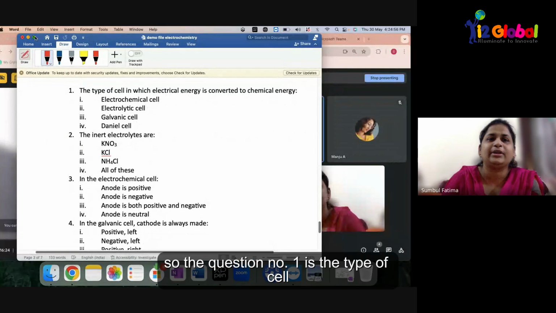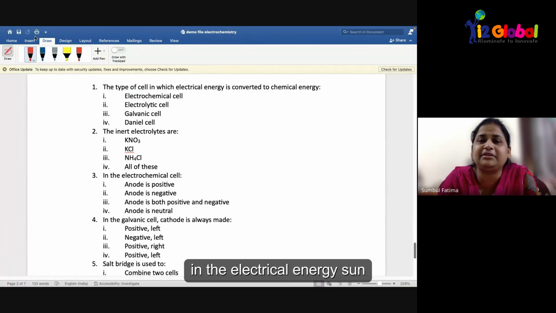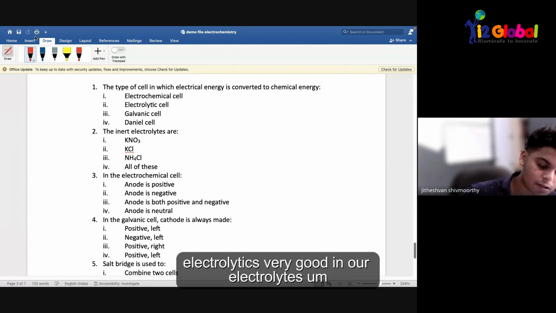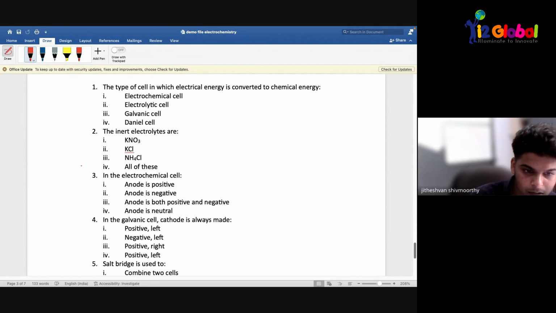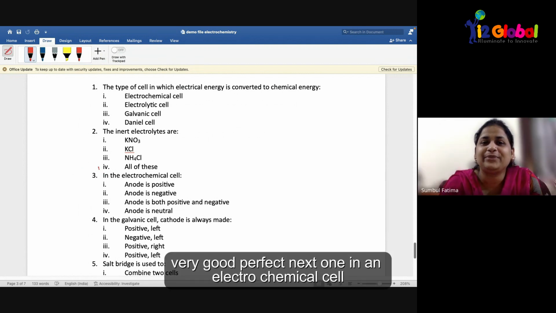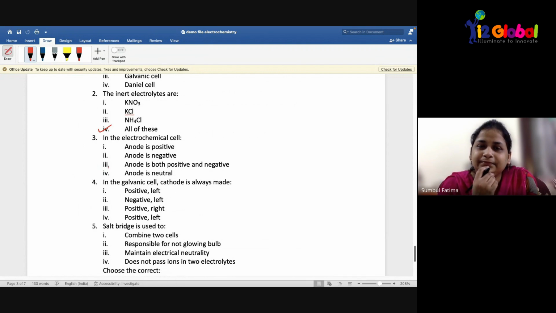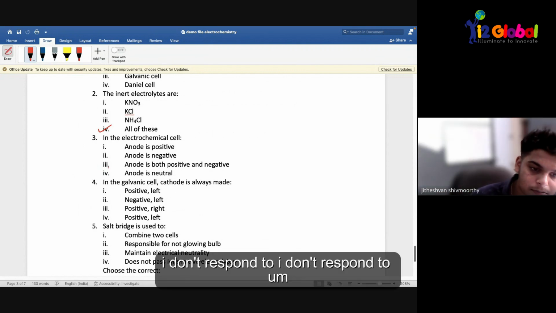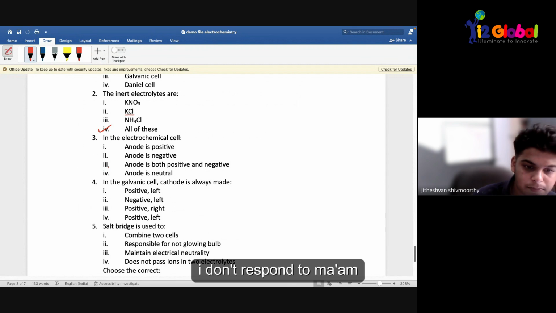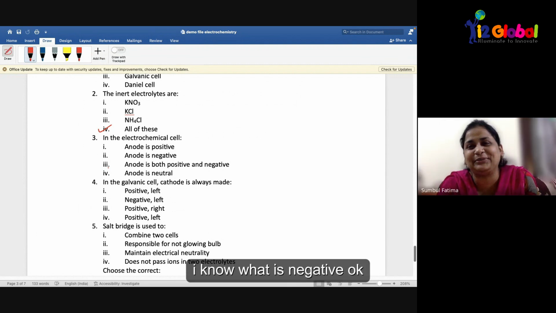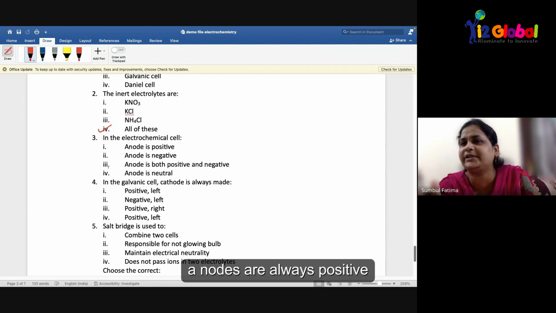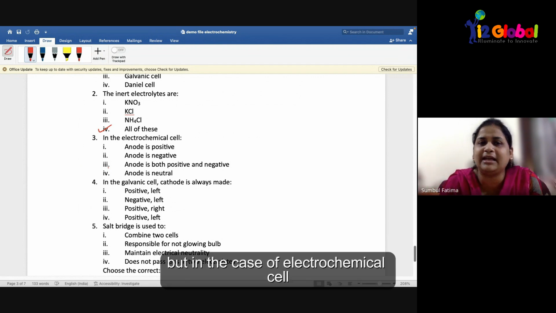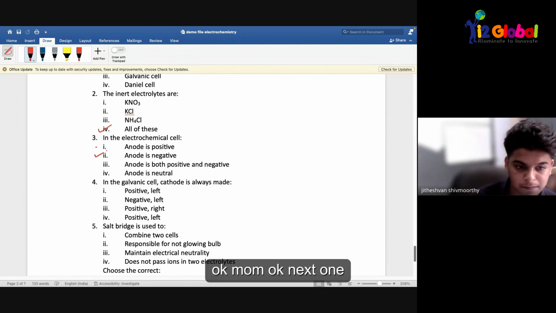Okay, so question number 1: the type of cell in which electrical energy is converted to chemical energy. Electrolytic cell, ma'am. Very good. Inert electrolytes are? All of these. Very good. Perfect. Next one, in an electrochemical cell, anode is positive, anode is negative? Anode is positive, ma'am. Anode is negative. Oh, cathode is positive, yes. Okay, see, for all the cells, beta, anodes are always positive. But in the case of electrochemical cell, the anode is negative. Okay, ma'am.